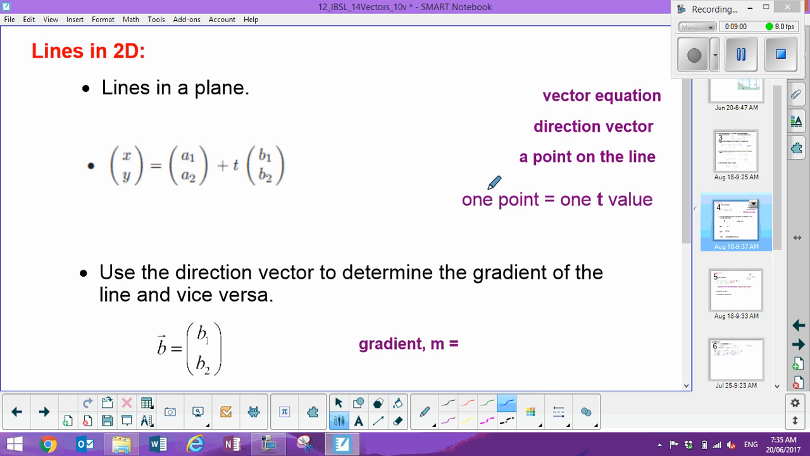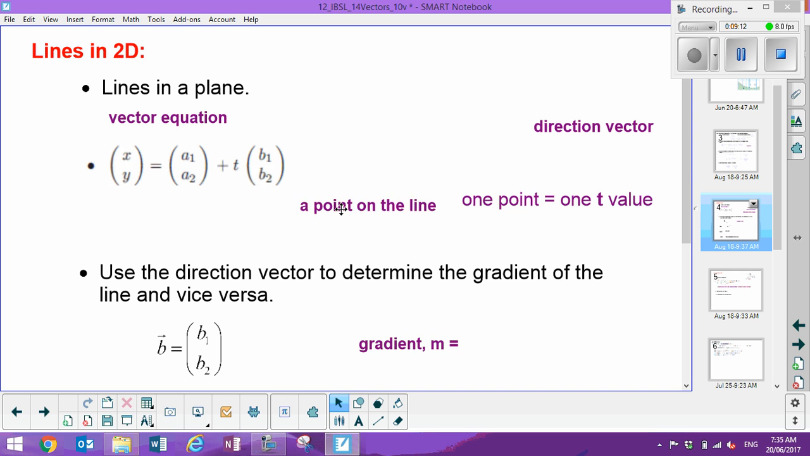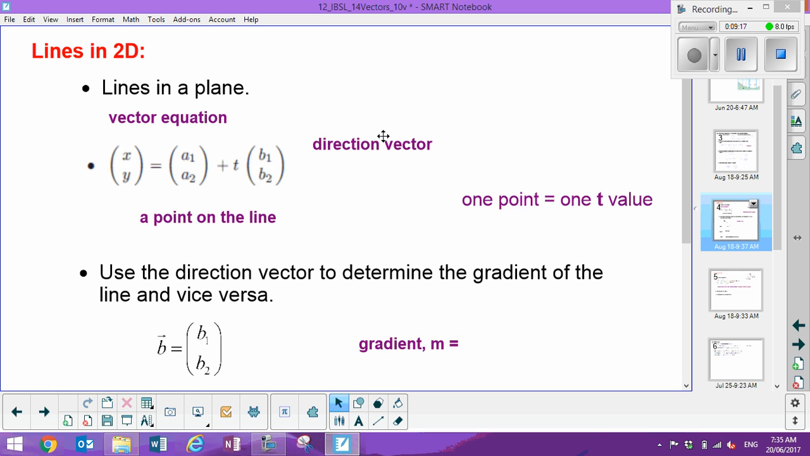So in two dimensions, we've got lines that are lying in the plane, in our xy plane. We can come up with our vector equation, which is what this is, in which case we've got a point on the line, that's this point here, and our direction vector here. So this is the point, this is our direction vector, and that's our parameter. Every time you change T, you get a different point on the line. So one point is made from one T value.